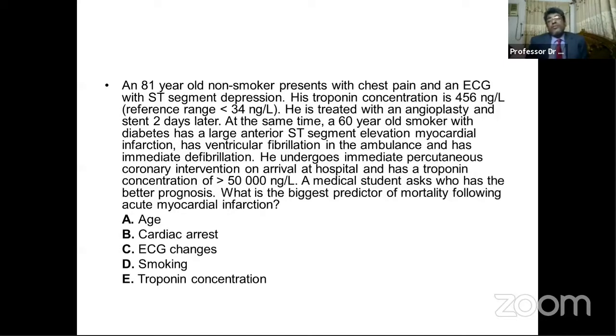There is also more chance of developing ventricular fibrillation or any type of arrhythmia, like the second patient, who was treated with defibrillation. So the higher the troponin I, the worse the prognosis the patient should have. So what is the biggest predictor of mortality following acute myocardial infarction?